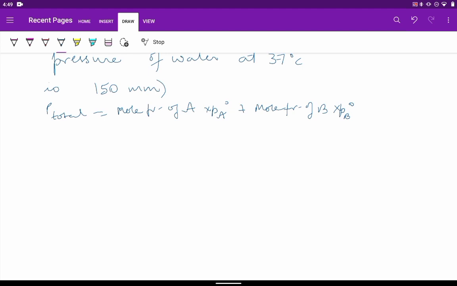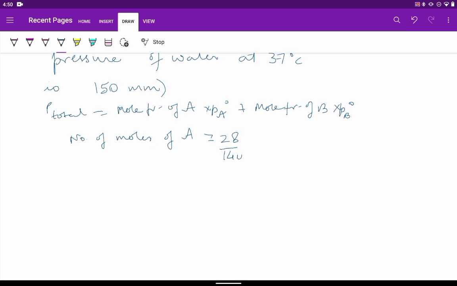Now for A, the number of moles, they have given it is 28% by mass of liquid A. So the number of moles of A will be equal to 28 by 140, so it will be 0.2.